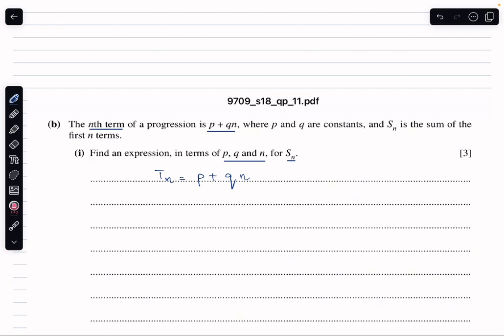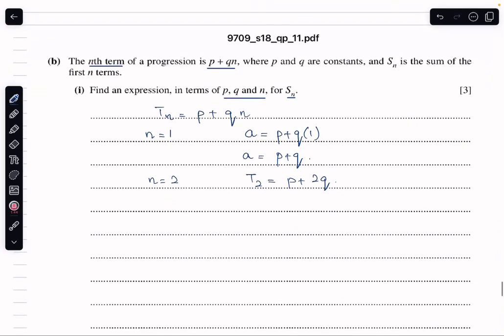So if Tn equals p plus qn, then when my n is 1 for the first term, the first term a shall be equal to p plus q times 1, which is just p plus q. So I can have the first term in terms of p and q as p plus q. In the same way, when my n is 2, the second term shall be equal to p plus 2q. So we have the first term as p plus q, and the second term as p plus 2q.